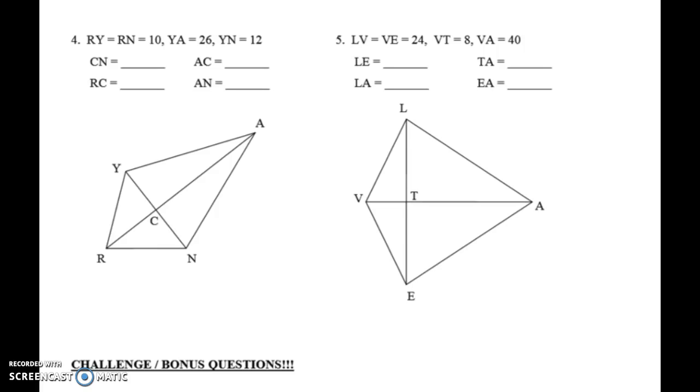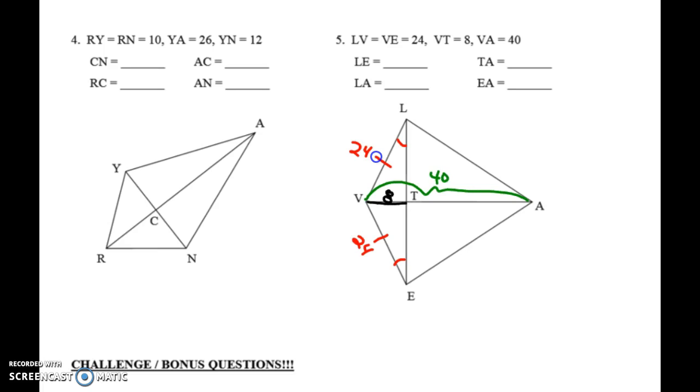So in number 5, it tells us that LV is congruent to VE, and that they're both 24. Well, if those two sides are the same, aren't these two angles the same? Right? Because they're the two isosceles triangles. And then it tells me that VT is 8. And then it tells me that VA is 40.